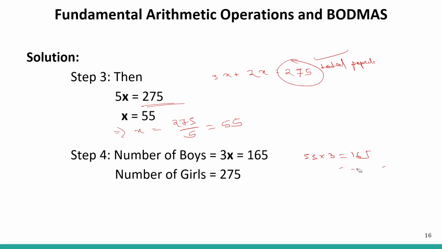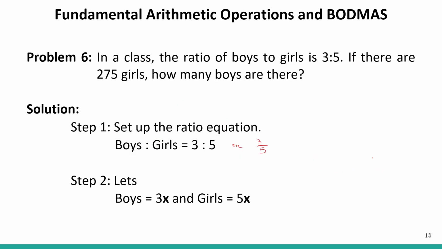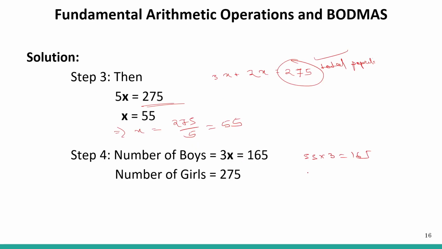No, it is equal to 2x, right? 3:5. Okay, no. 275 girls. So the number of boys is equal to 55. Sorry, the number of girls is equal to 55 into 5, that is equal to 275.